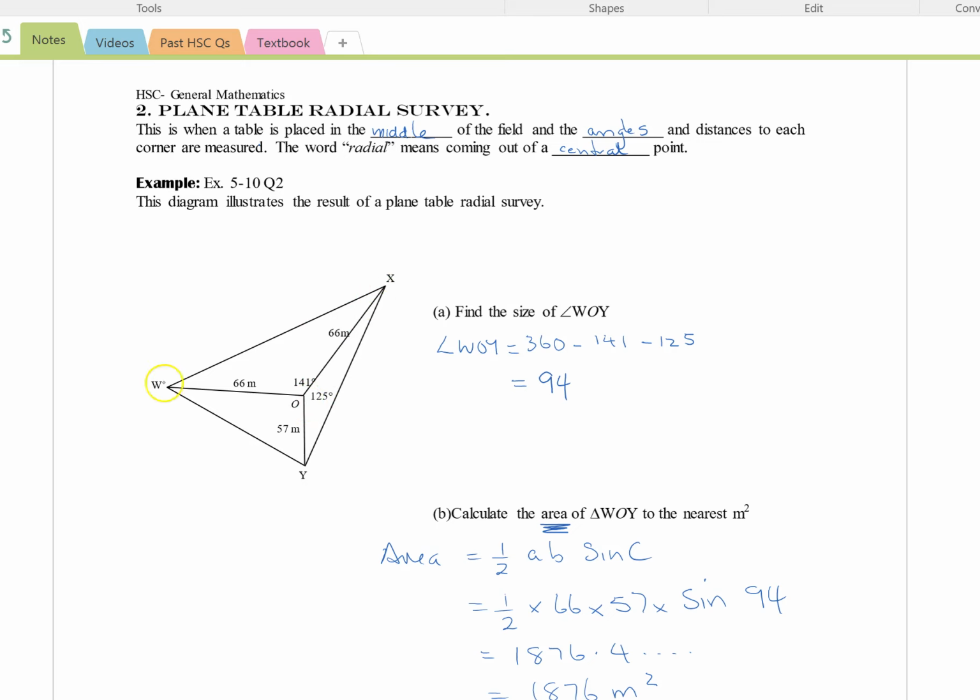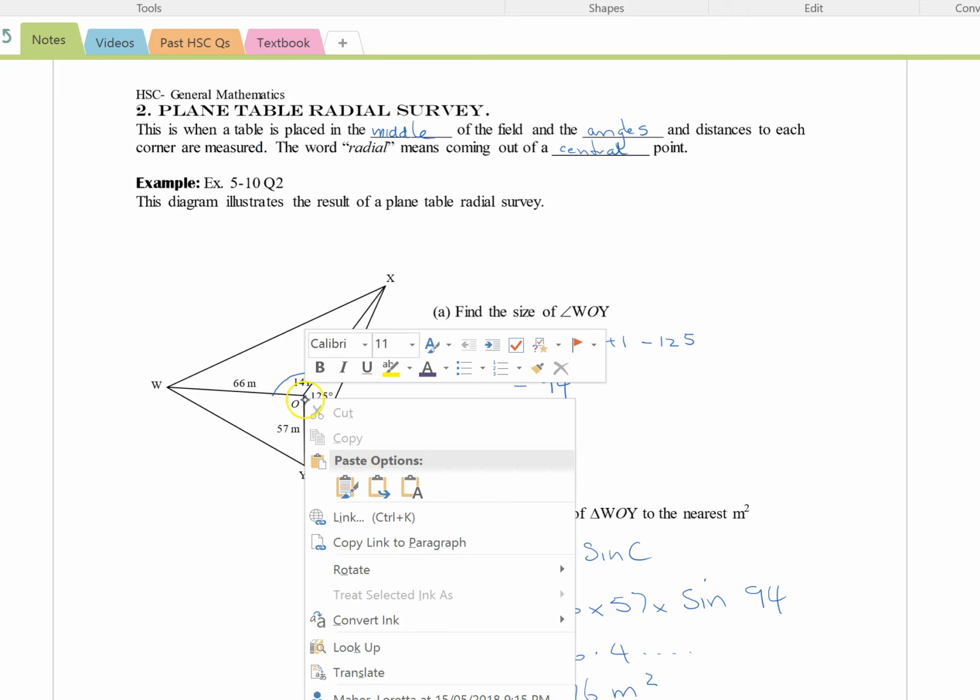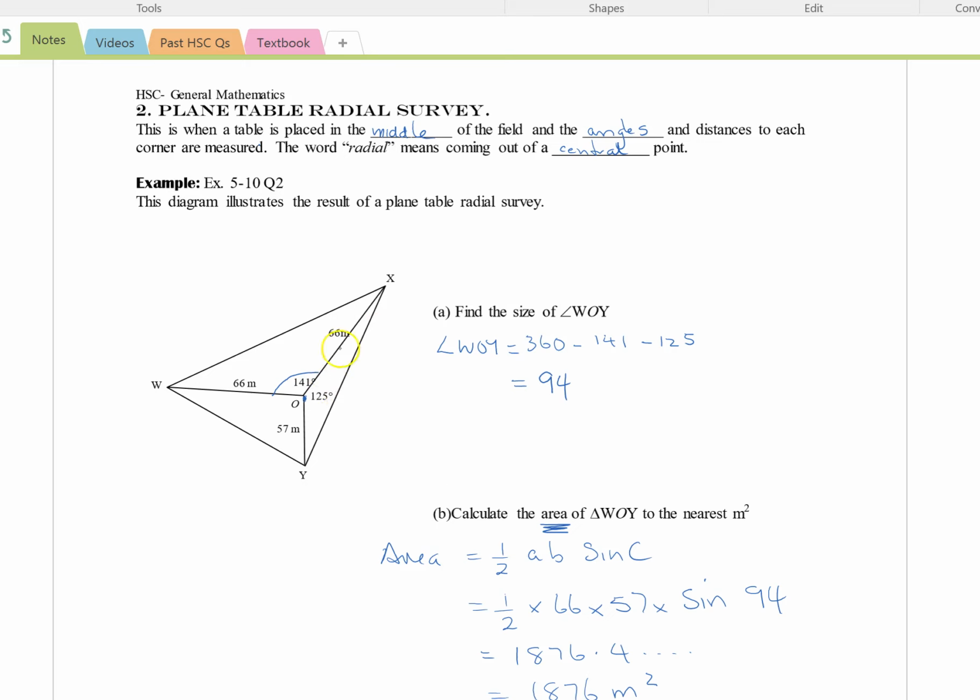So this is a triangular block. W, X, Y. O represents where the middle, the table, would go. It's not the exact middle, but any sort of central location would be fine. And from there, these angles are calculated. So the angle between the corner W and the corner X. So from the centre, measure the angles out. And likewise, around here, we've got 125 as the angle between X, O, and Y.